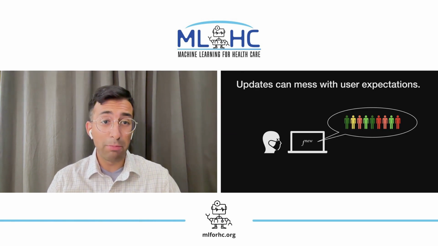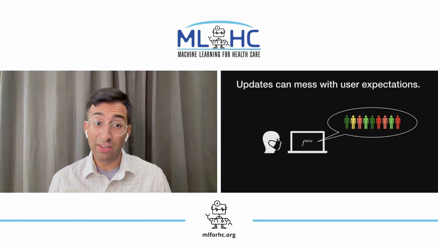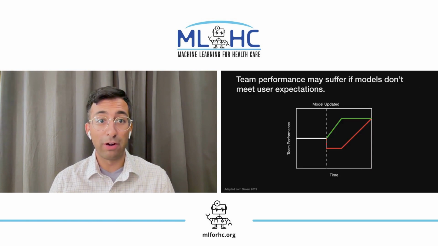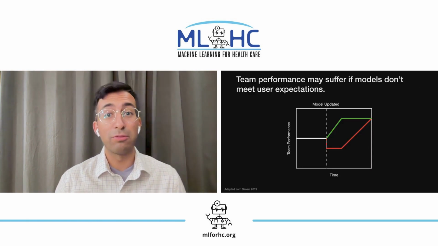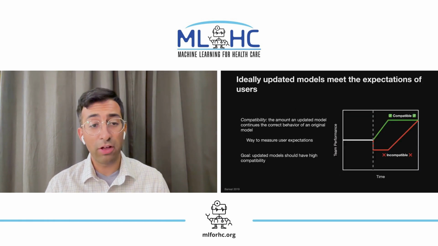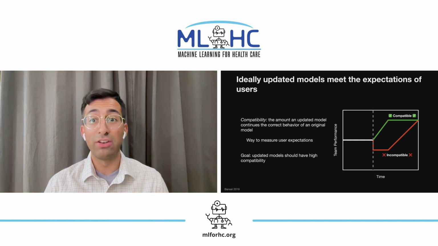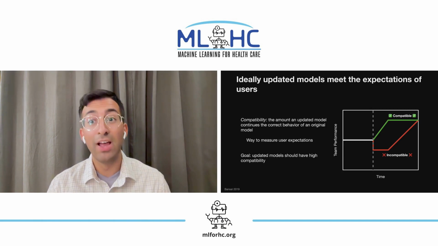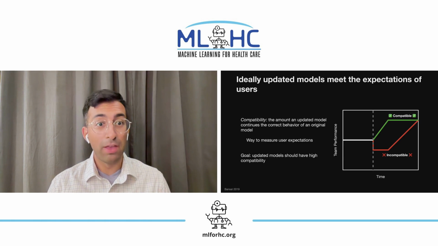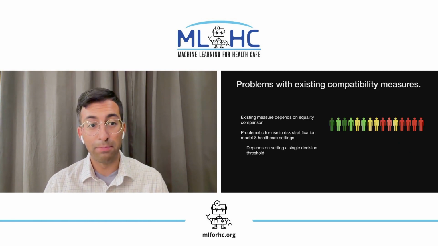What happens if you get an updated model? Well, if the stratification method changes, you might not expect that, so your team performance might suffer. Joint human model team performance has been shown to degrade in the context of model updates. Bansal et al. introduced a concept of compatibility to measure the change in behavior induced by a new model. Compatibility is a measure that quantifies how much an updated model continues to produce correct behavior exhibited by an original model. If you want good team performance, you want to select updated models with high compatibility.